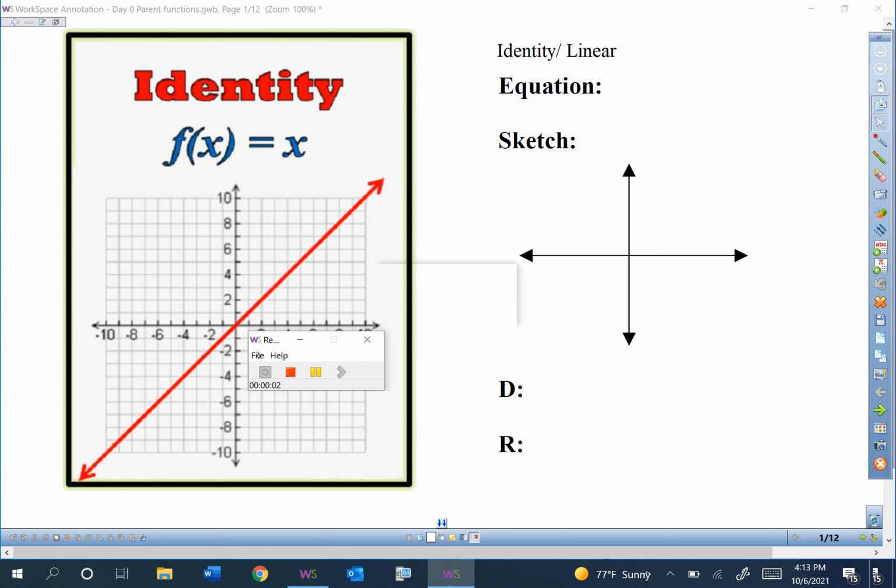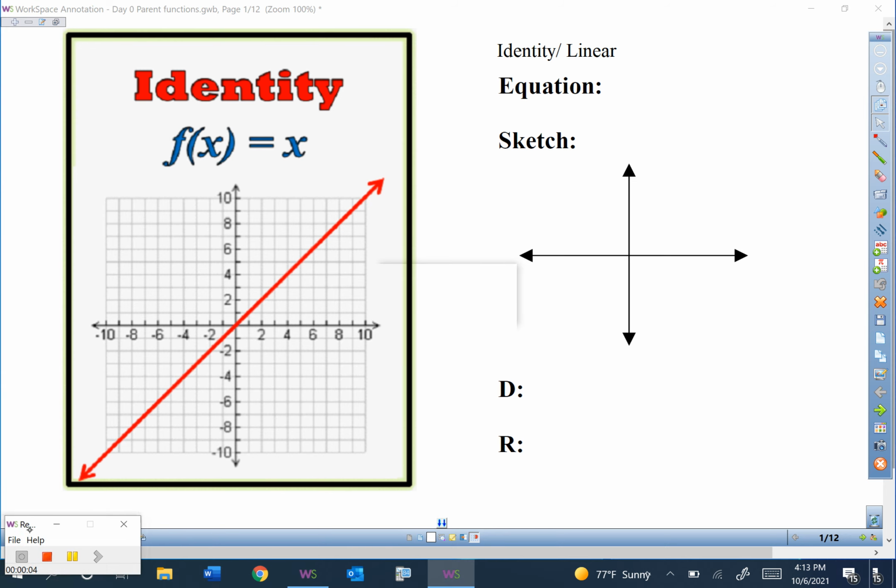Alright folks, Chapter 3 is all about functions. So we are going to start out by reviewing all of the parent functions that you saw in Algebra 2. What I'm going to have you do for each problem here, you'll see a space for equation and for the sketch. Right above it somewhere, I want you to label each one we talk about here.